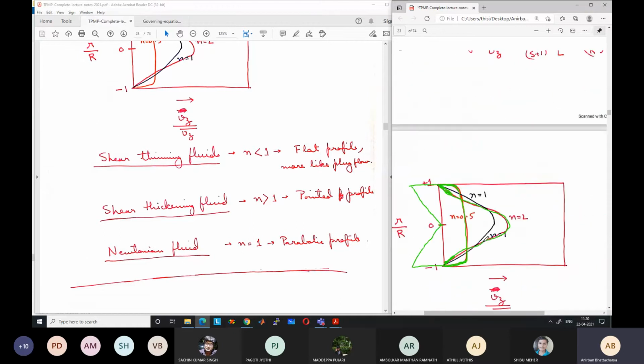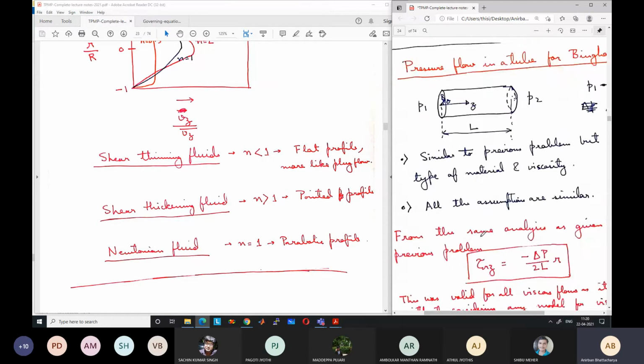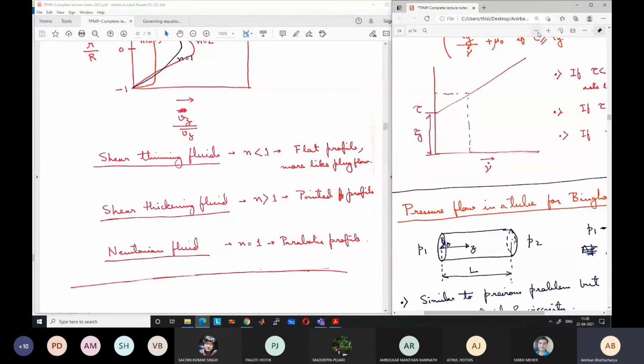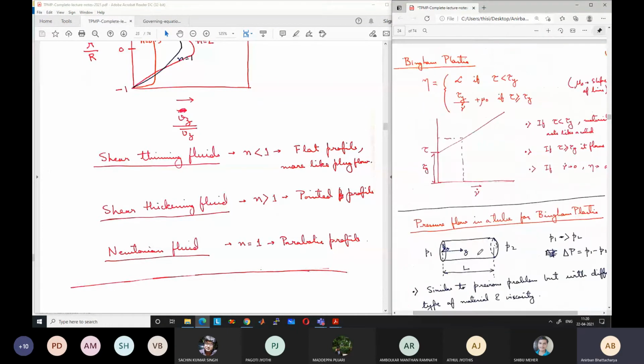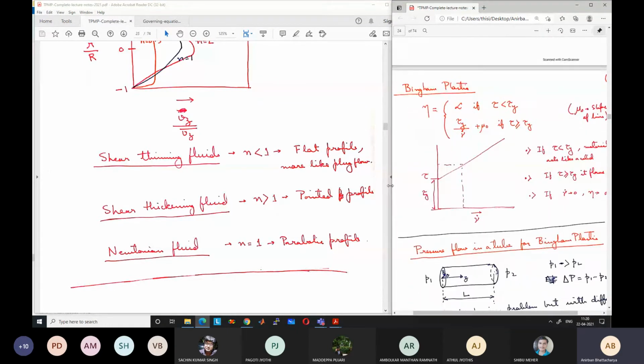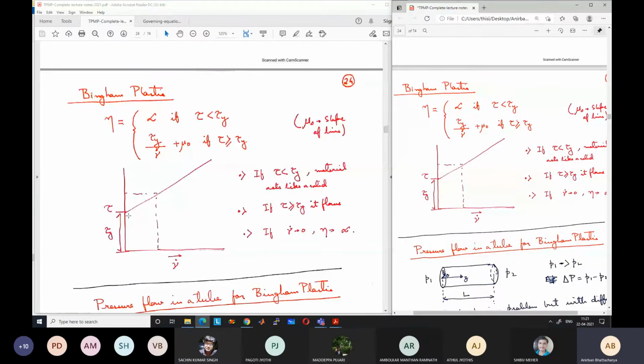So what was this Bingham plastic? If you remember, the Bingham plastic was a special type of fluid where initially, with a certain amount of stress, there is no deformation at all. So it behaves like a solid body. Up to a certain extent of stress, there is no velocity generated. Then when you keep on applying more and more force, deformation starts and flow starts, and the fluid flows like a normal Newtonian fluid.